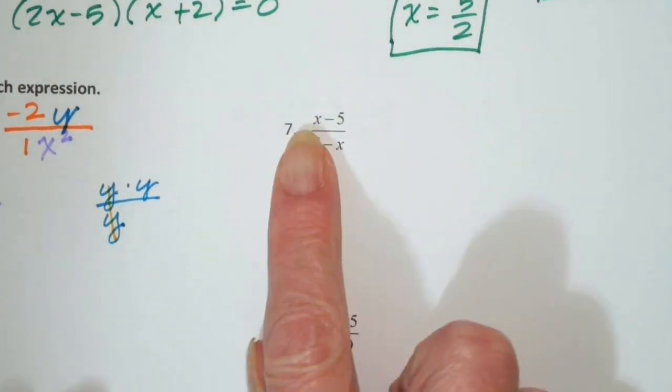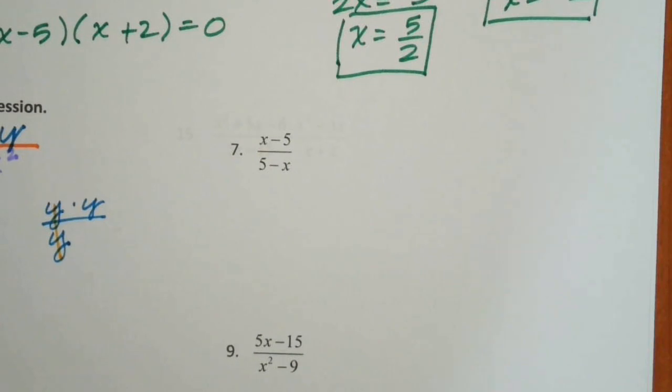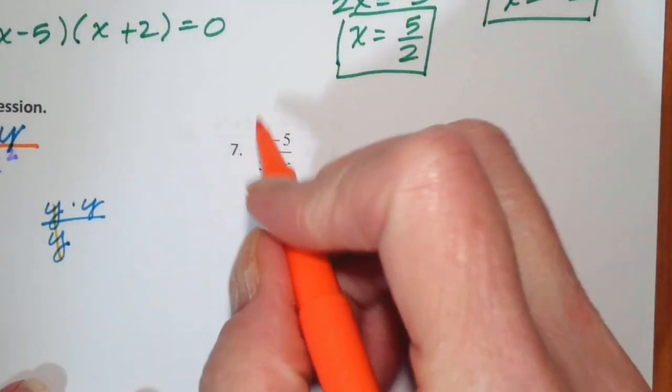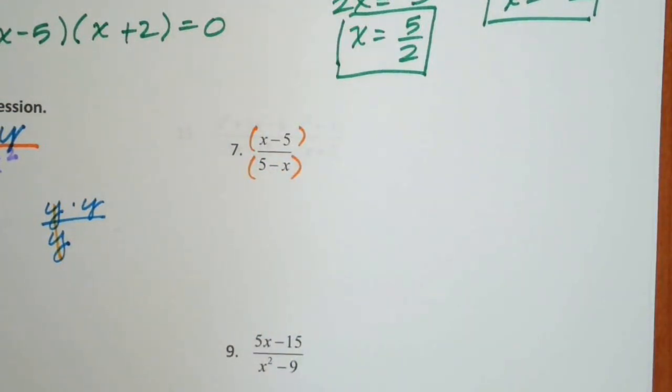Okay, for problem 7, I have x minus 5 over 5 minus x. And this is where, boy, it looks really close, but I can't cancel anything out yet. Remembering that x minus 5 is a factor, and 5 minus x is a factor.